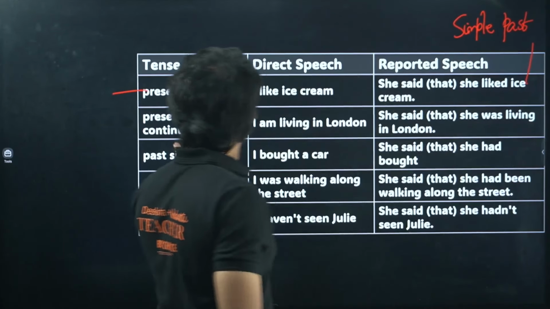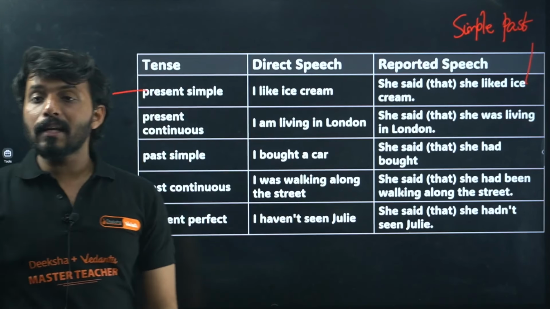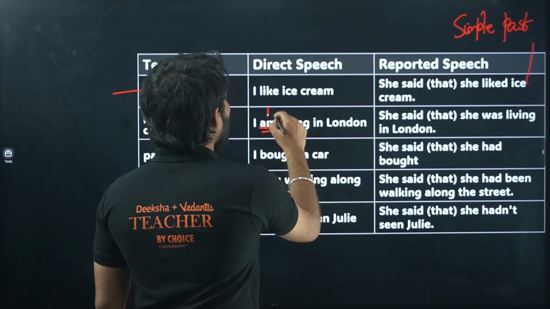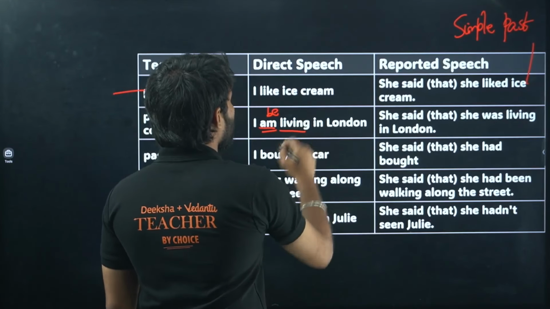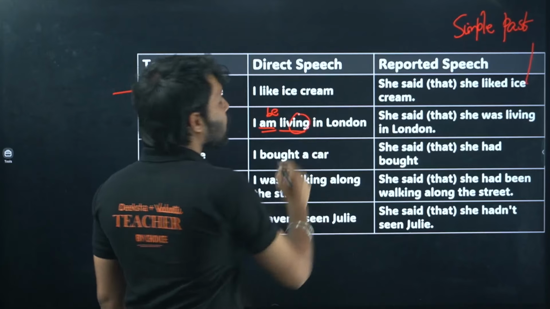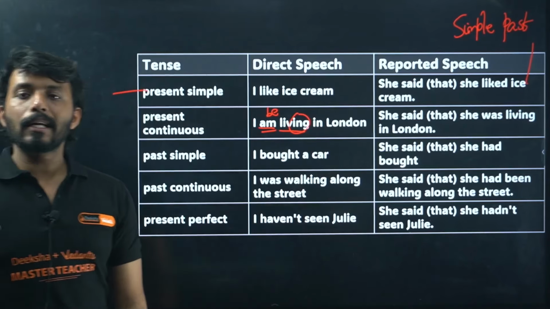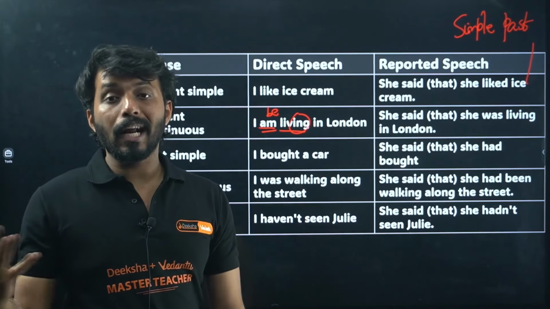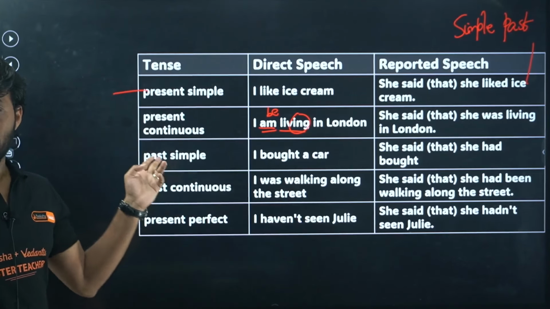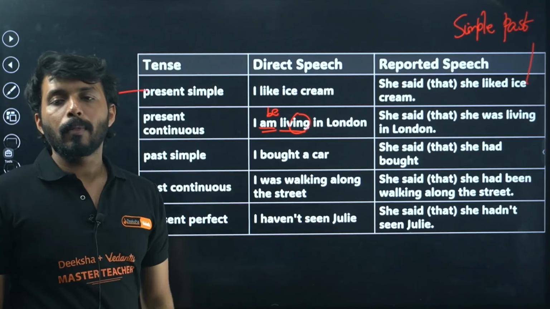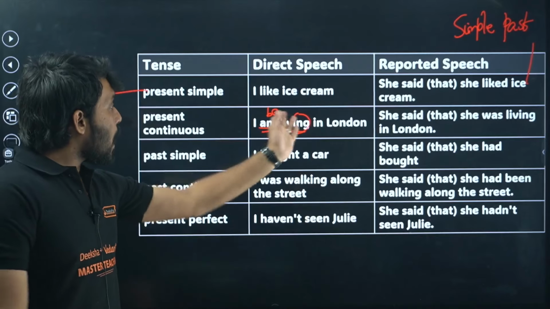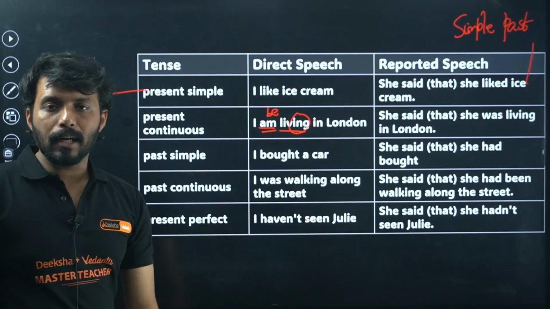Similarly, present continuous. I am living in London. Now you have the be form of the verb and the verb in the ing form. So usually when the verb is in the ing form, say leaving, eating, drinking, driving, any verb in its ing form, most often it will be in the continuous form. So here you have the verb in the present continuous form. I am living in London is the present continuous form.